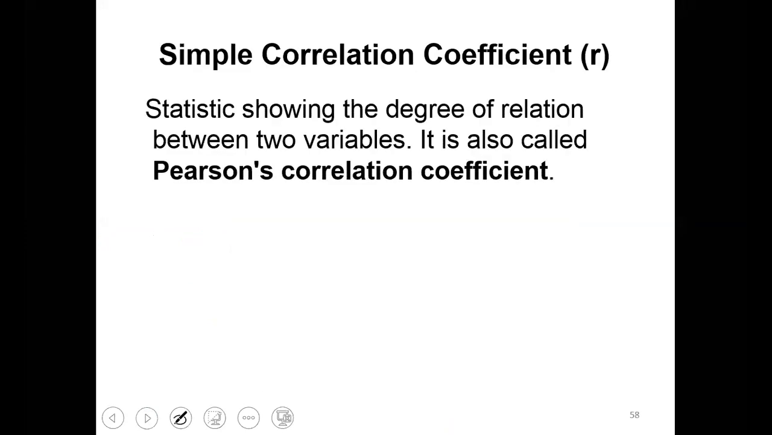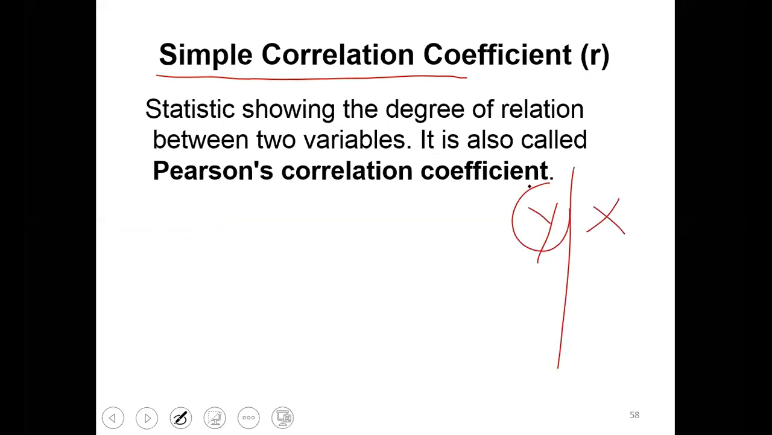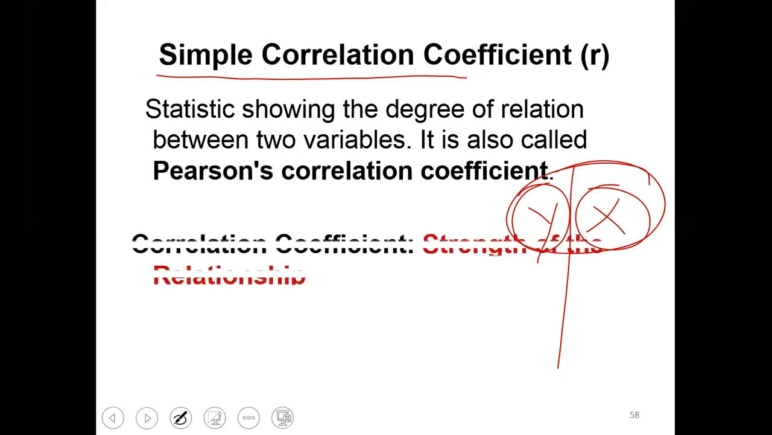So, simple correlation coefficient. Why we call it the simple correlation coefficient is that we are looking at the correlation only between two variables at a time. So this is one variable, this is another variable. We are looking at the relationship between only two variables at a time, right? There are other types of correlation like partial correlation. We don't study that in this course. That is when you have several variables, more than two variables.